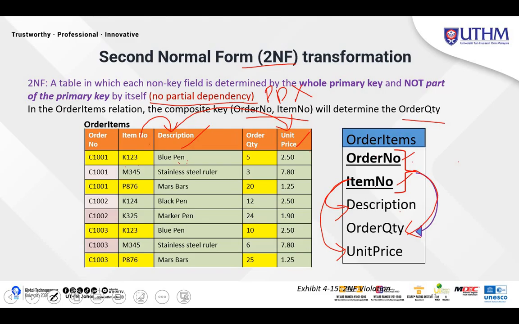So we create, only half of the key. Among these 2 keys, half of the key, which means one of the keys, can determine alone the other attributes, like description and unit price determined by item number alone. But order quantity is different. To determine the order quantity, we must know the order number and item number.